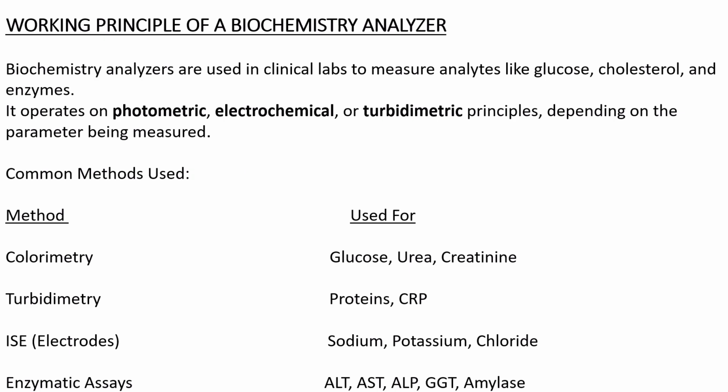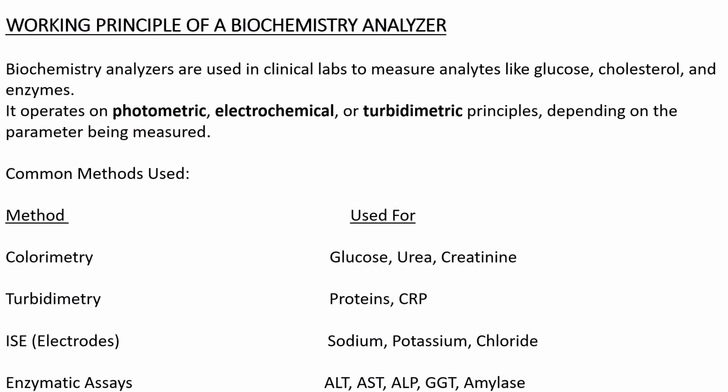The principle of colorimetry is that it measures the intensity of the color formation by the chemical reaction. So it is based on the Beer-Lambert law, which says that absorbance is directly proportional to the concentration. For example, the glucose estimation by GOD-POD method.